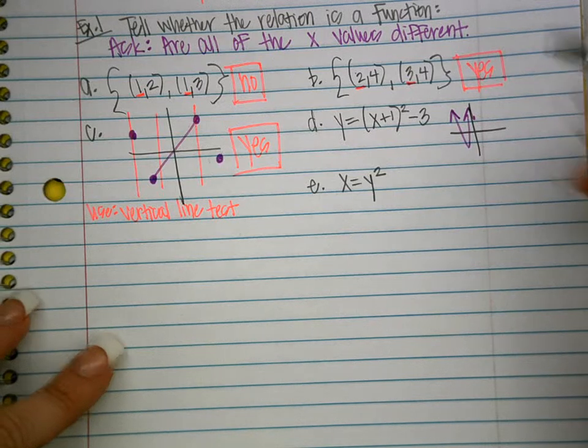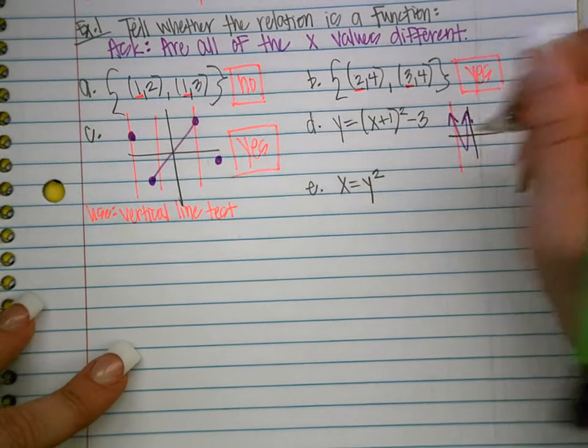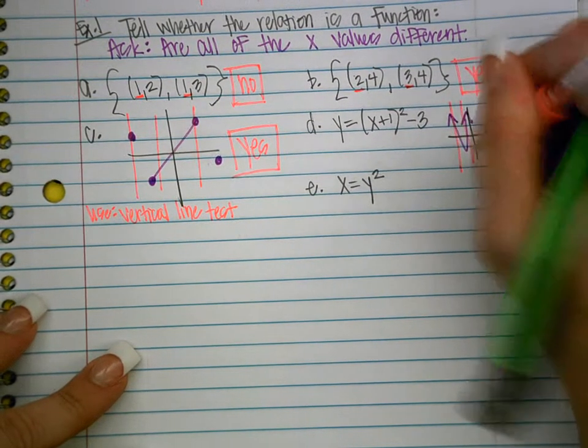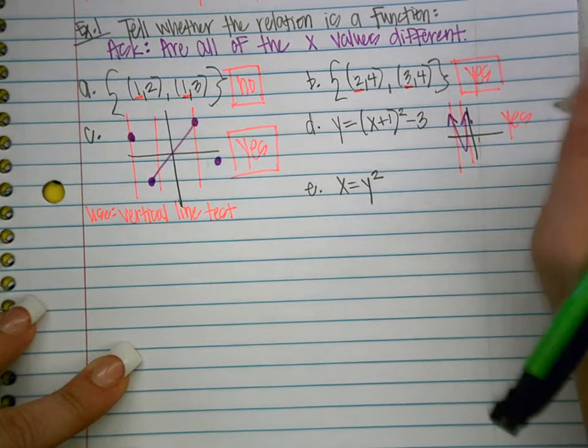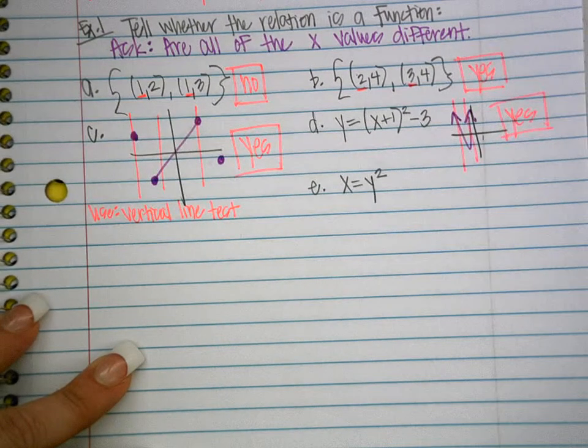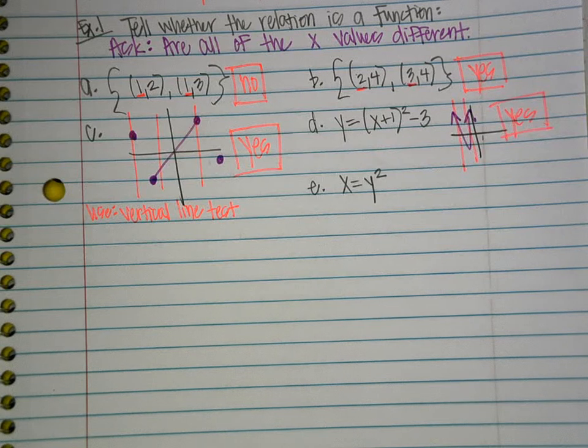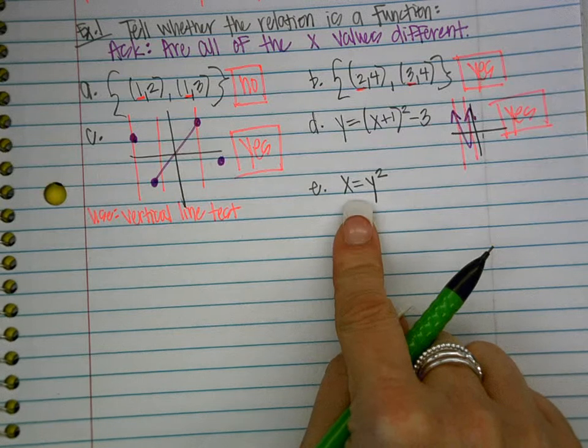Yes. Okay. You can draw a vertical line, a straight up and down line anywhere, and it would pass. So is this a function? Yes. All parabolas are, yes. All parabolas would pass the vertical line test. Right? How about this? What does this look like?